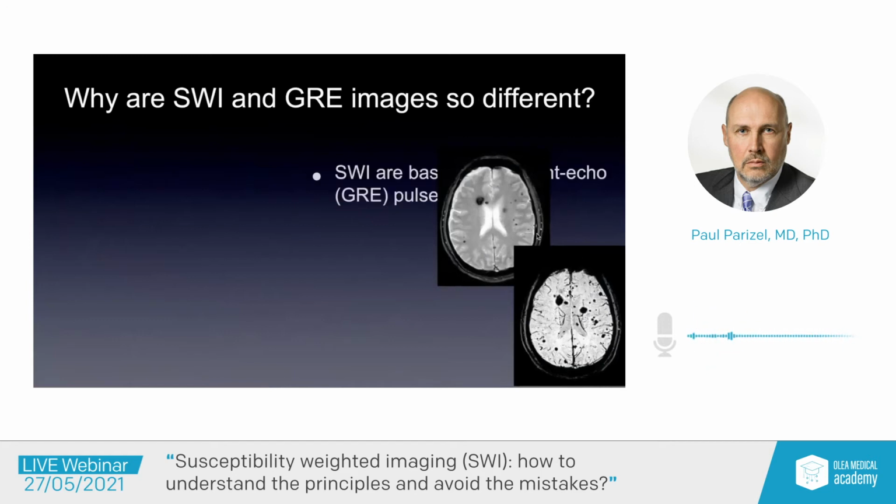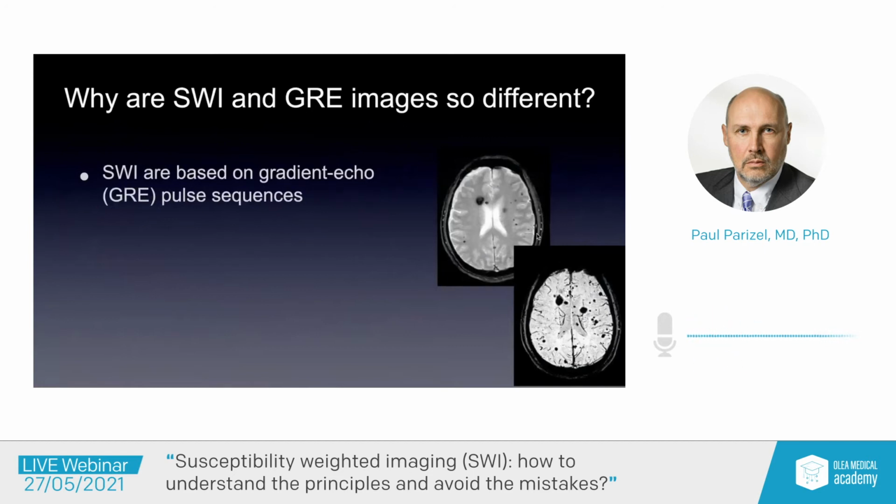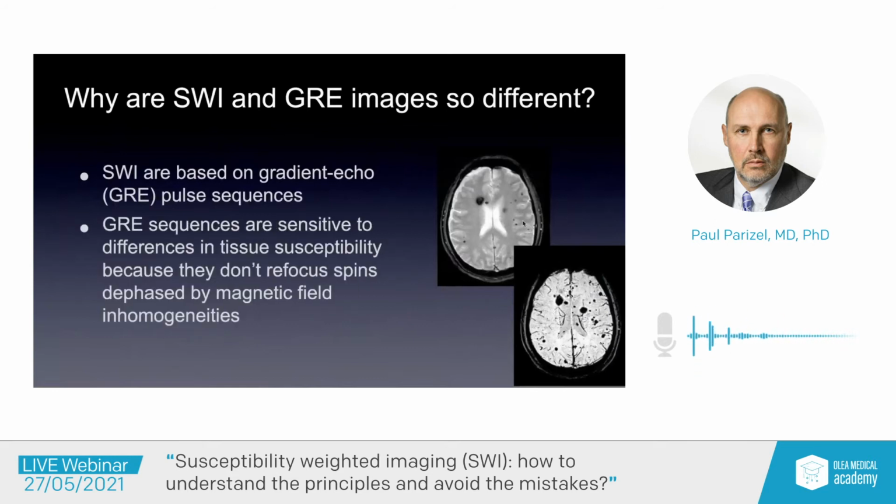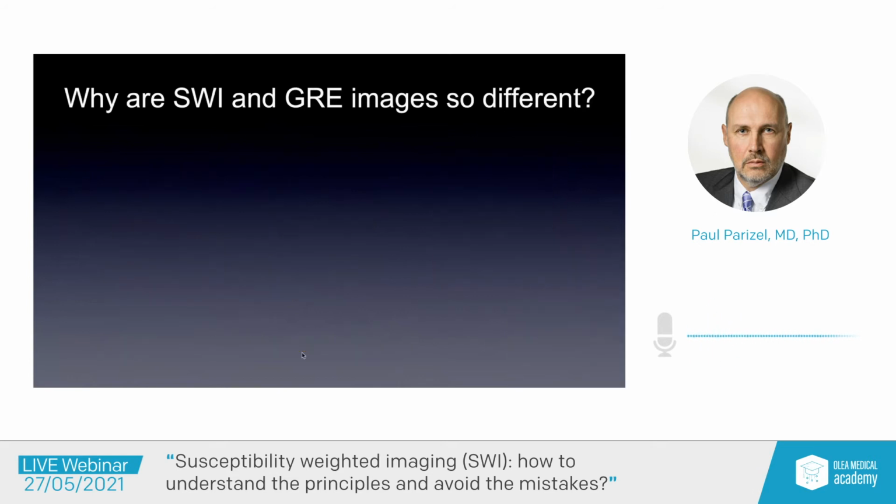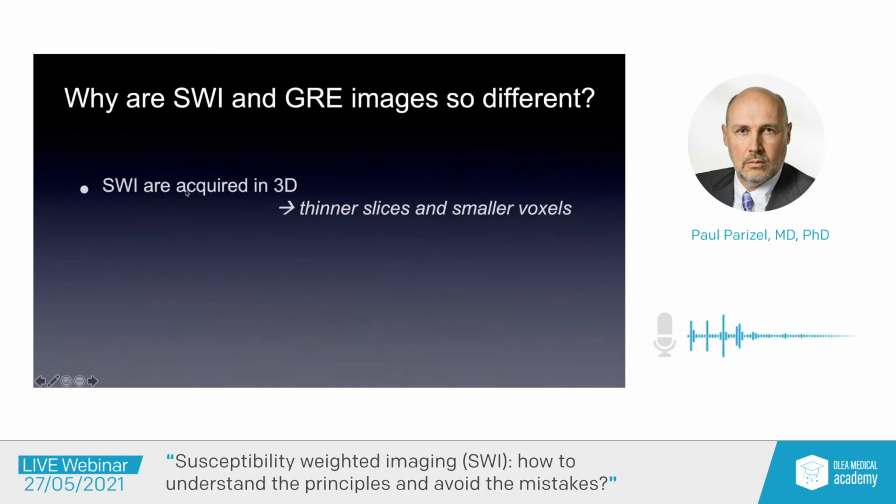And the answer is that susceptibility weighted images are based on gradient echo, so that is the same. Gradient echo sequences are sensitive to differences in tissue susceptibility because they do not refocus spins. So why are they different? And the answer is that, first of all, susceptibility weighted images are acquired in a 3D mode.